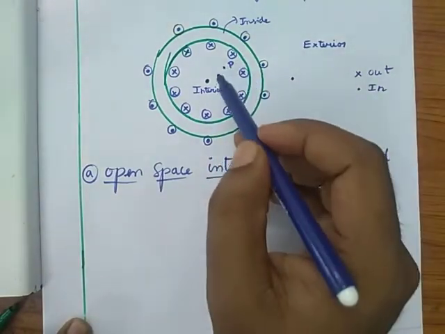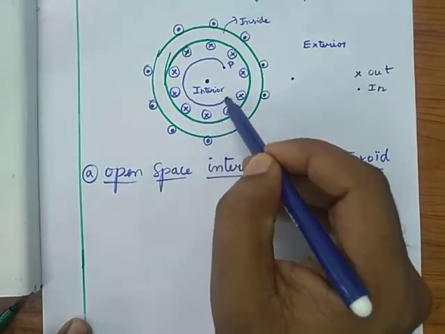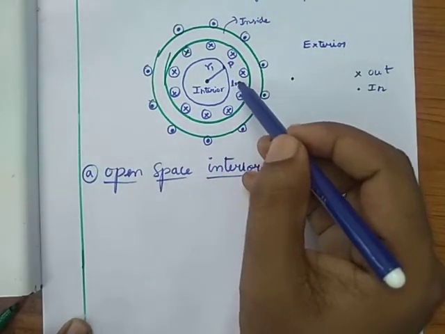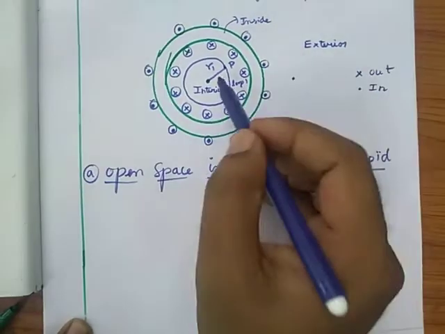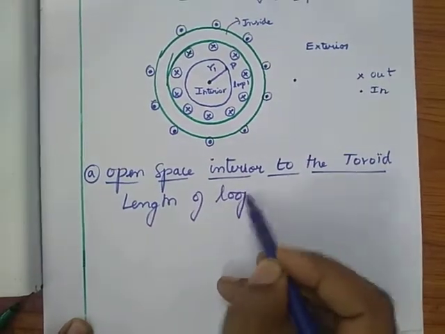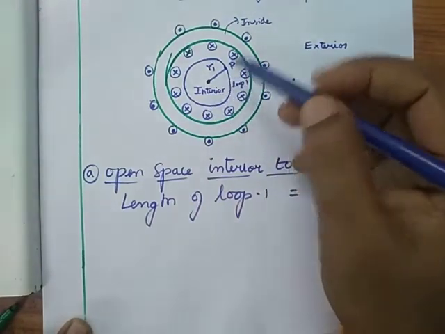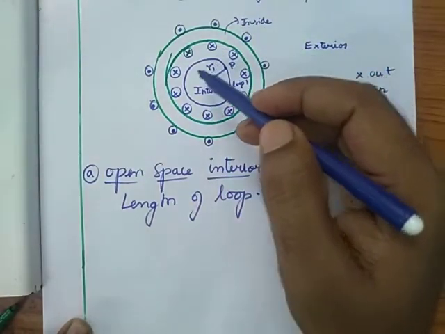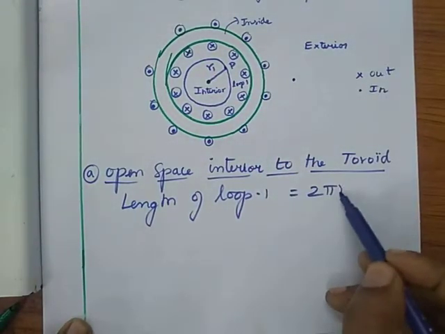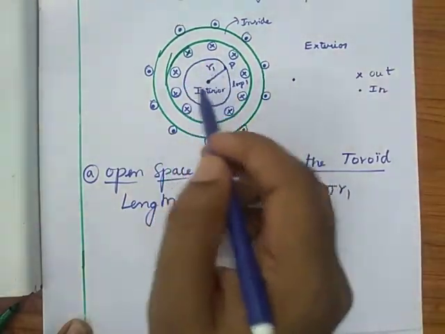Then I construct an Ampere loop in the form of a circle of radius R1. This is named loop 1. Then the length of loop 1 is equal to, how to calculate the length of the circle? By cutting at any point and measuring the length, we get the circumference of the circle, that is 2 pi r1. Then we can apply Ampere's circuital law for that Ampere loop.